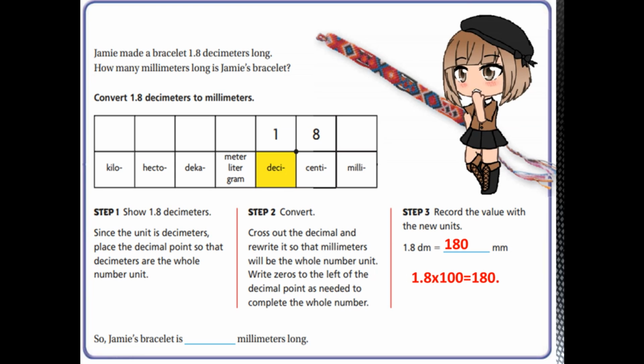If I multiply, the number will become bigger, meaning I will move also to the right, and the decimal point will move to the right 2 places. That's why I skipped the 8, and after a while I put 0 to skip another place, and the final answer becomes 180 millimeters long.